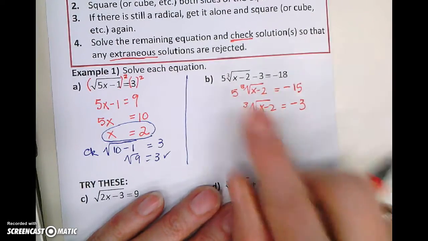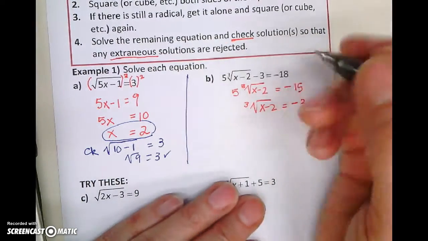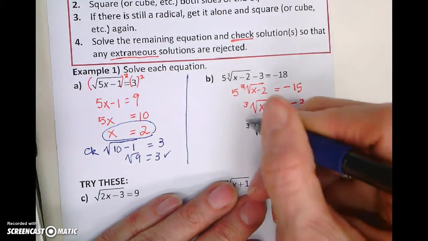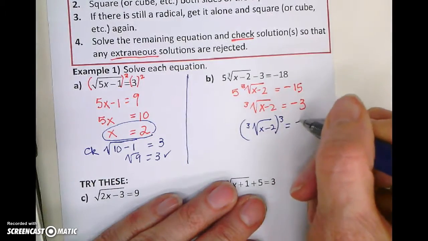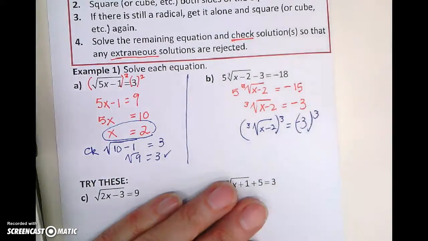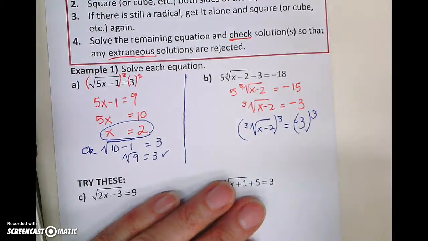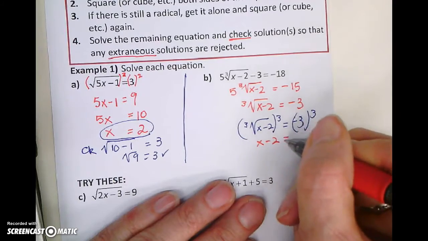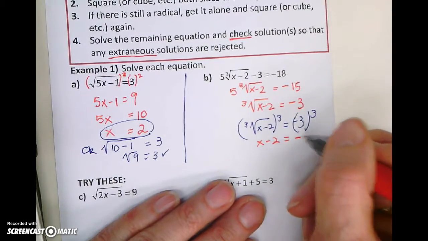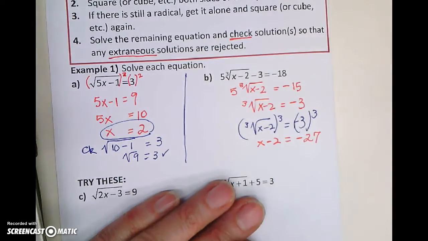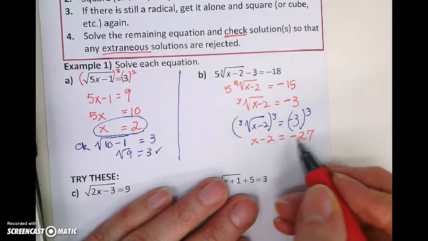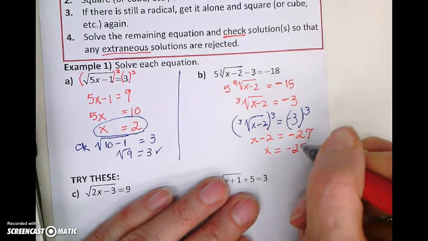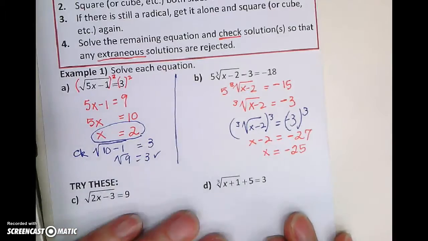And now, because I have a cube root, what am I going to do to both sides? I'm going to cube it. I'll show this in a separate step, to make that real obvious. So I'm going to raise both sides to the 3rd power. And then this will bring out that radicand, so x minus 2 is equal to negative 3 to the 3rd, which is negative 27. Then I'm going to add 2 to both sides, and that gives me x is equal to negative 25. And I want to check that.